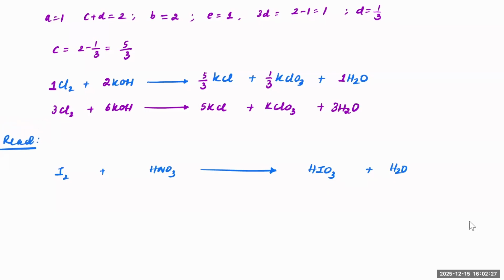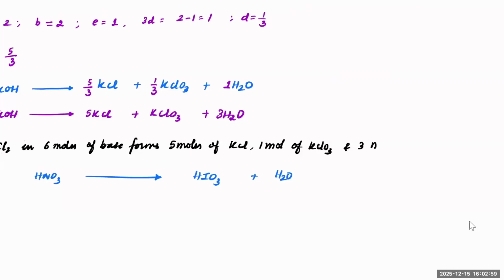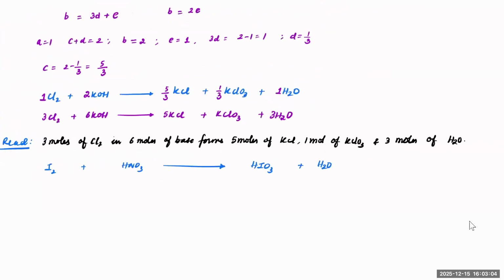So I'm sure now you know how to read the reaction here. We can say 3 moles of chlorine in 6 moles of base. I'm using the word base instead of KOH because it's a base. In 6 moles of base forms 5 moles of KCl, 1 mole of KClO3, and 3 moles of H2O. This is the way we can put it.